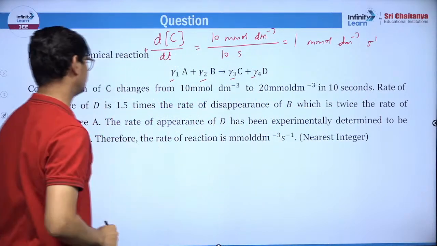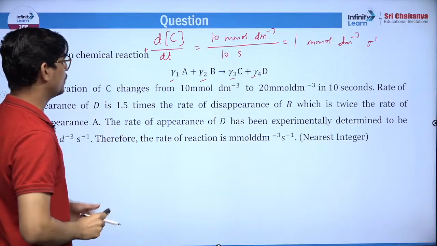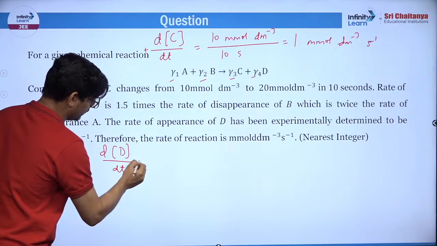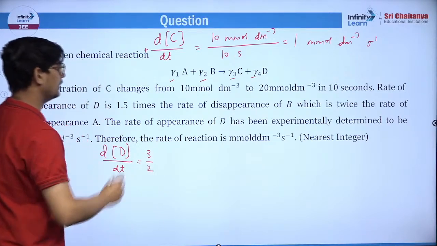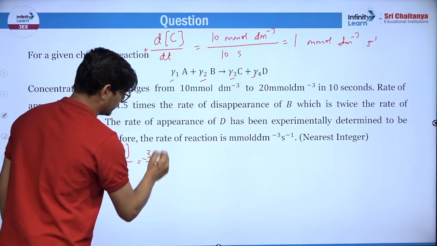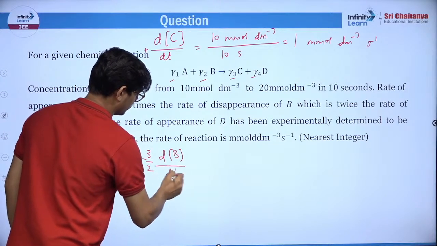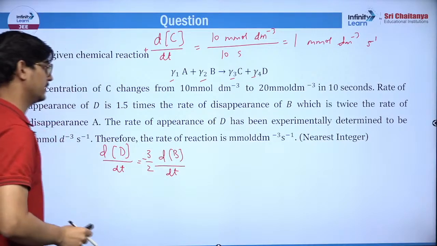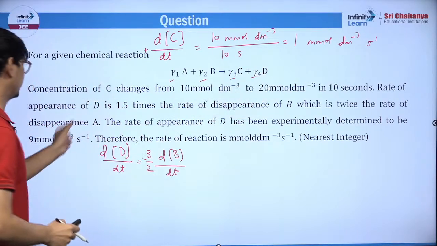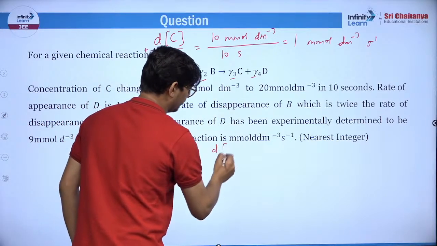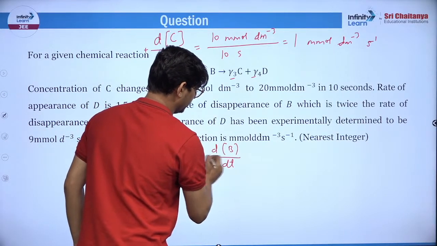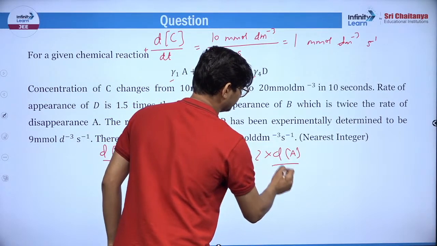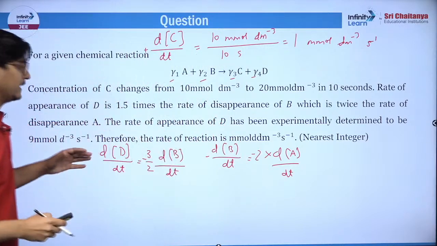All right. Now, rate of appearance of D is 1.5 times, which means that rate of appearance of D is 1.5, that is 3 by 2, the rate of disappearance of B. So this is this, right? Rate of appearance of D is 1.5 times the rate of appearance of B, which is twice the rate of appearance of A. That means the rate of disappearance of B is twice the rate of disappearance of A. All right. Let us first compile the given data.